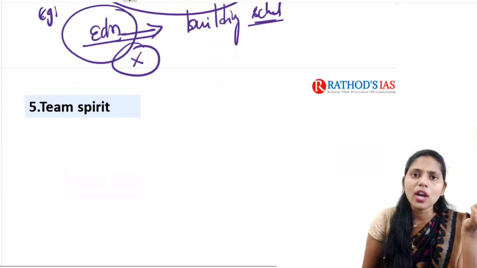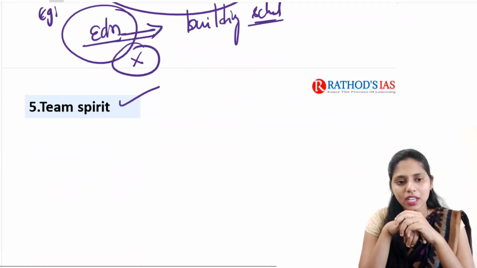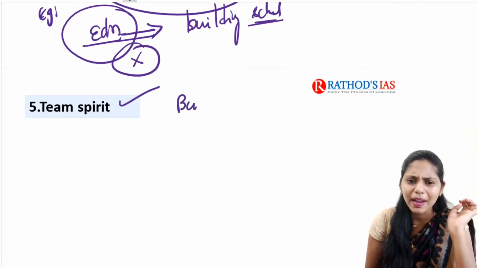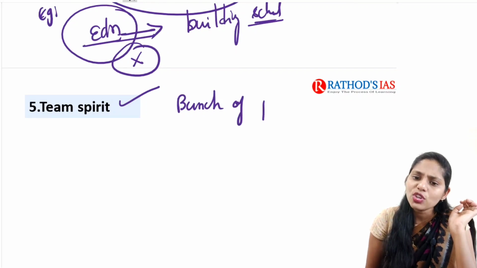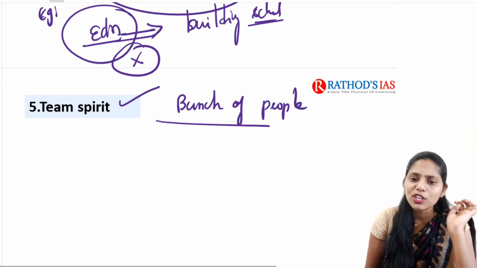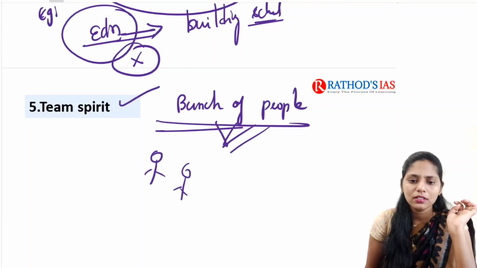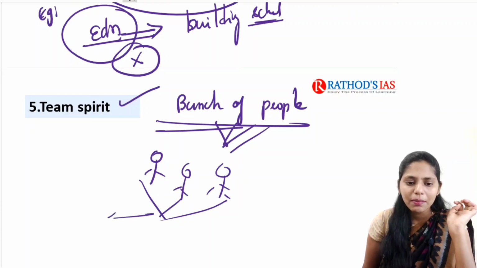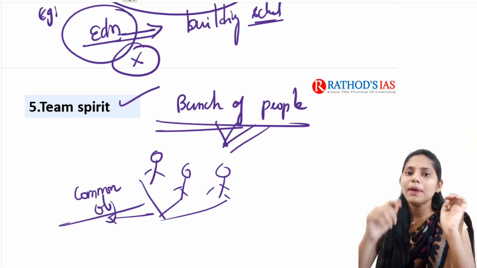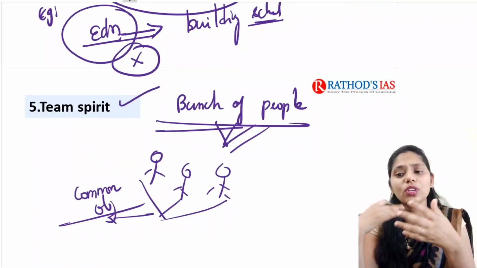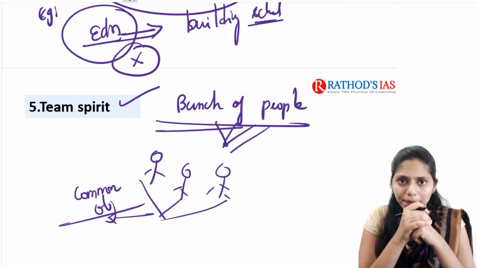And next, we need to talk about team spirit. So what is this team spirit? Team means nothing but a bunch of people. These bunch of people are working together, and they will be having a common objective. So there are a bunch of people who are working together, and they want to realize their common objective.